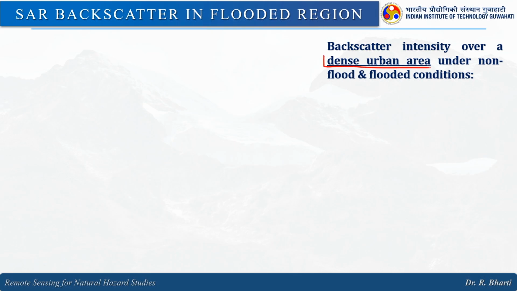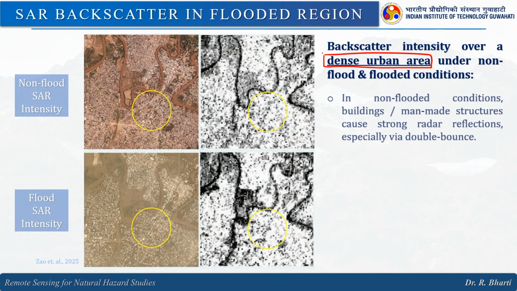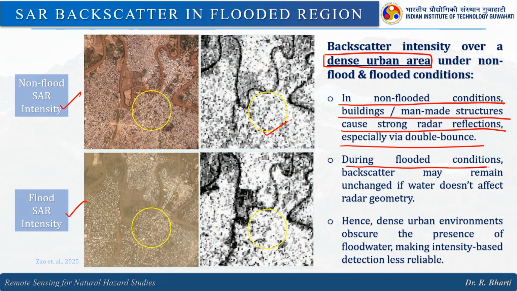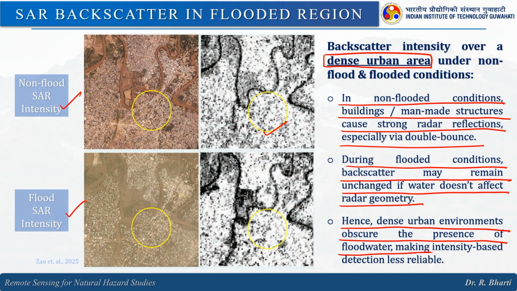Now, when we have the dense urban area, how does it appear? Here you can see this is normal condition, this is the flood condition. In non-flooded condition, buildings or man-made structures cause strong radar reflection, especially via double bounce mechanism. During flooded condition, backscattering may remain unchanged if water does not affect radar geometry, right. Hence, dense urban environments obscure the presence of flood water, making intensity based detection less reliable.